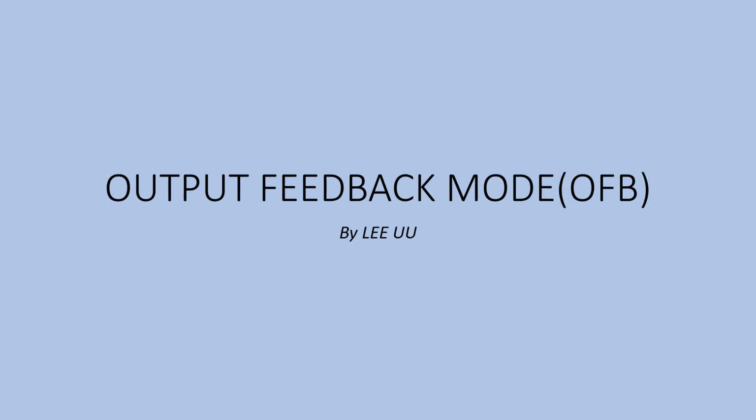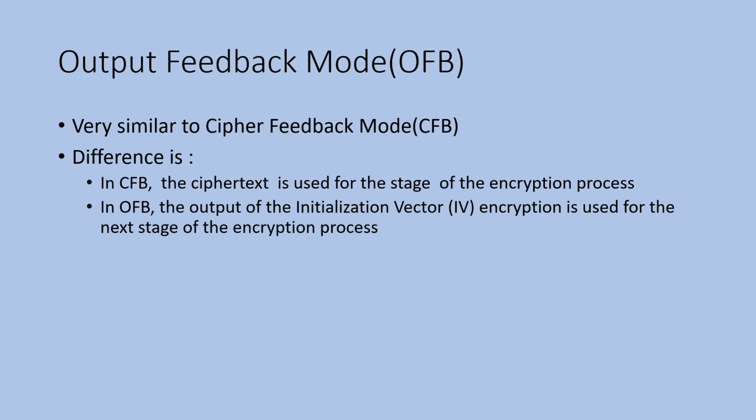Output Feedback Mode, OFB. OFB, that is Output Feedback Mode, is extremely similar to Cipher Feedback Mode, CFB. The only difference is that in the case of CFB, the ciphertext is fed into the next stage of the encryption process, and in the case of OFB, the output of the initialization vector encryption process is fed into the next stage of the encryption process. Let us begin with the encryption process.